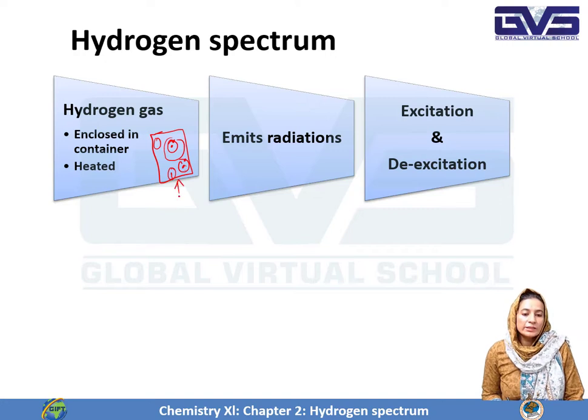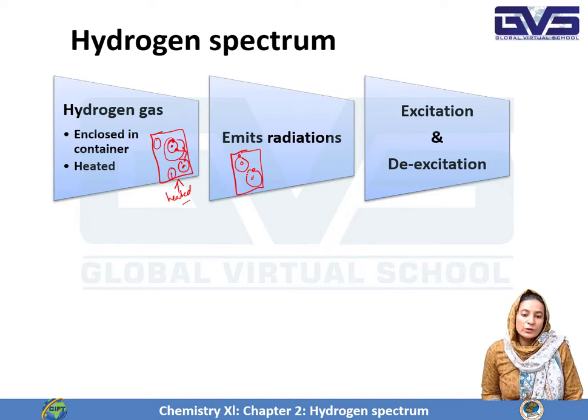When it is heated, electrons take the energy. This electron, like this, they absorb the energy and move toward the higher orbit. Because they are absorbing, at that point there will be a dark color, because at that point they are absorbing energy. Now stop heating and you have hot gas.